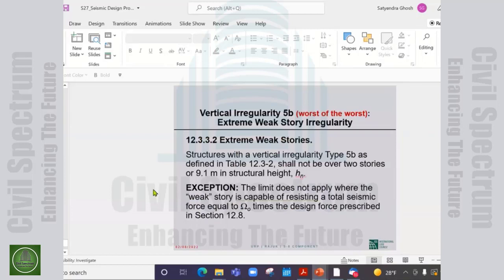The answer to your question is, if your architect must have a taller building that has irregularity type 5, then you have to take advantage of this exception. You have to make the weak story strong enough to resist omega sub 0 times the design force. Okay, the way out is provided to you in that exception.